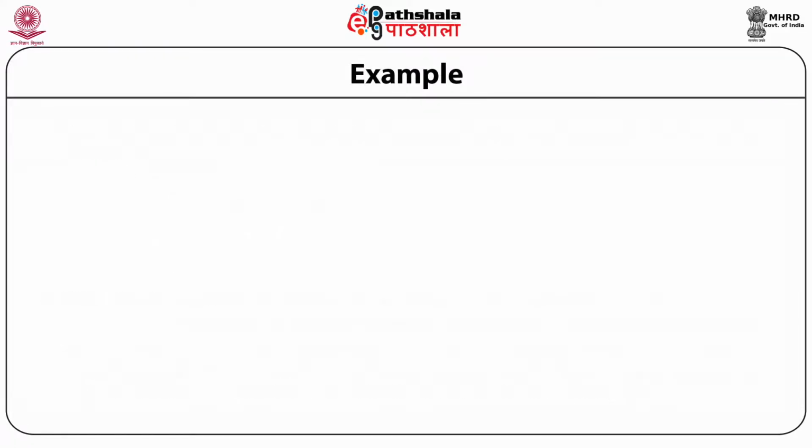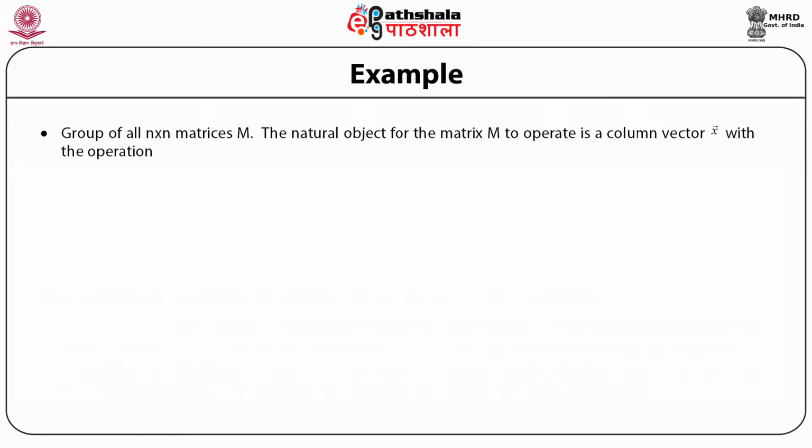Now let us consider a group of all n by n matrices. All n by n matrices are represented as M. A natural object for the matrix M is to operate on a column vector, which is a vector in n-dimensional space, because M is an n by n matrix.